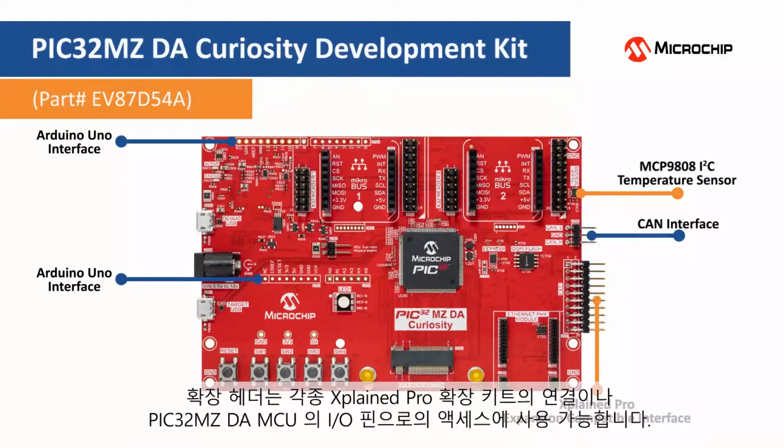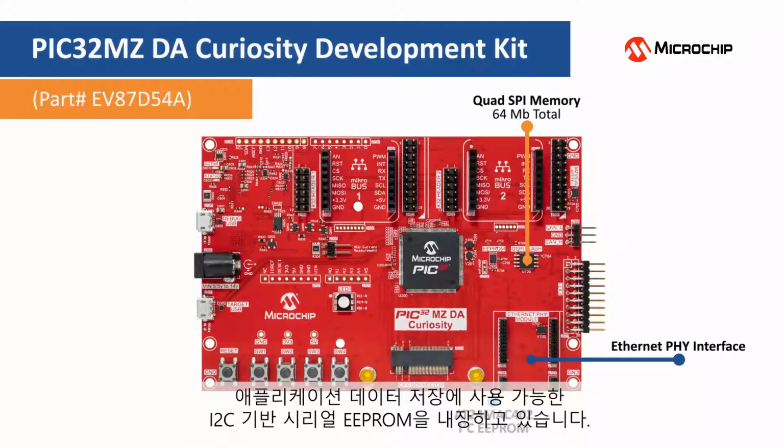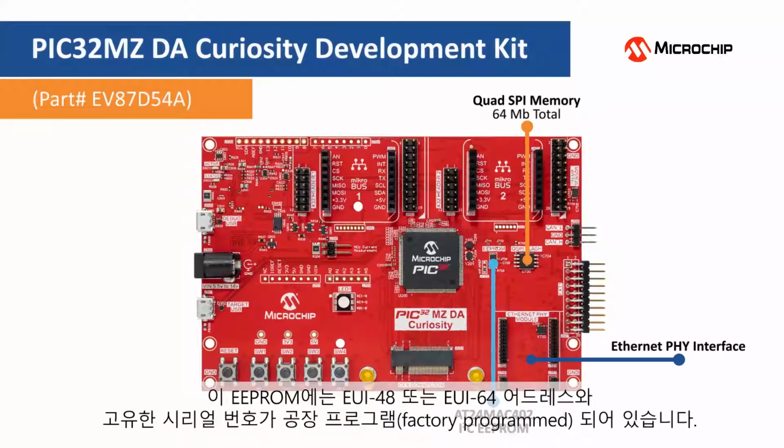The extension headers are useful to connect a variety of Xplained Pro extension kits or access the I/O pins of the PIC32MZ DA microcontroller. There's a modular Ethernet PHY system that enables different PHYs to be plugged into the board. Onboard 8 MB QSPI memory, and an I2C-based serial EEPROM, which can be used to store the application data. This EEPROM has a factory-programmed EUI-48 or EUI-64 address, plus an embedded unique serial number.